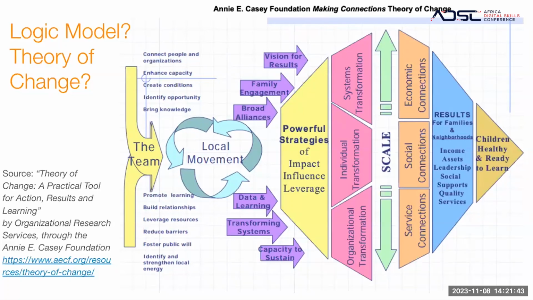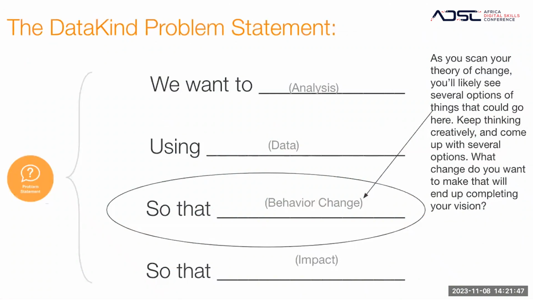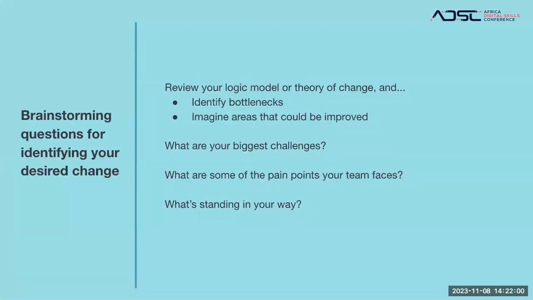So at DataKind, we're huge advocates for focusing on that theory of change or logic model to identify the behavior change you want to make so that you can move the needle on your impact. And as you scan your theory of change, you'll likely see several options of things that can go here in this spot. So think creatively and come up with several options. What change do you want to make that will ultimately end up completing your vision? So here are some brainstorming questions to consider as you scan your theory of change. Look for areas in your impact map that someone could pick apart and ask, does this really imply that?